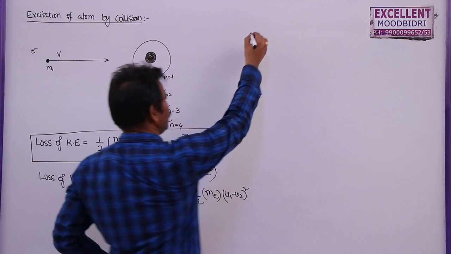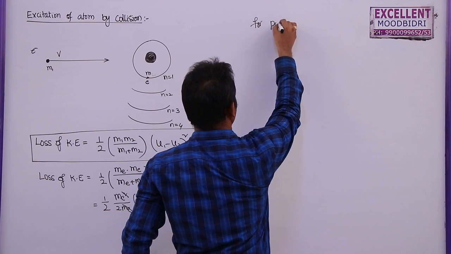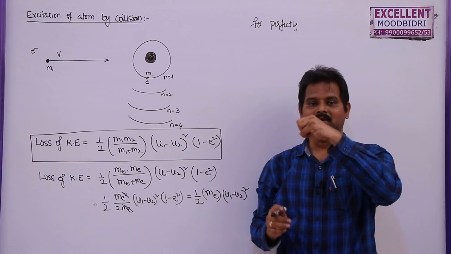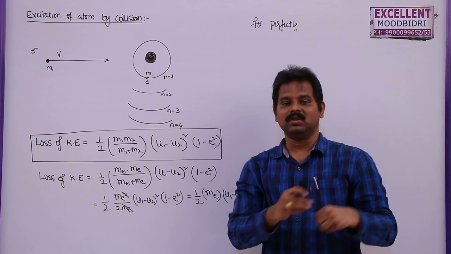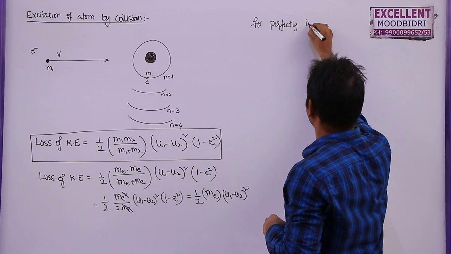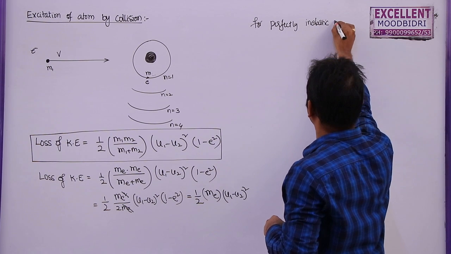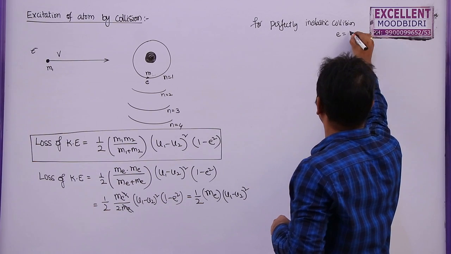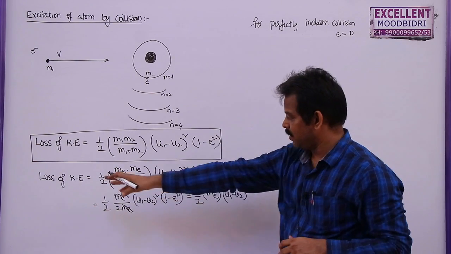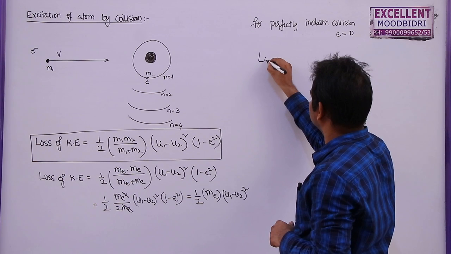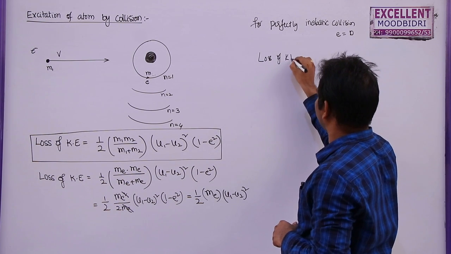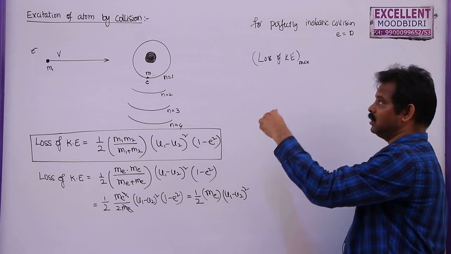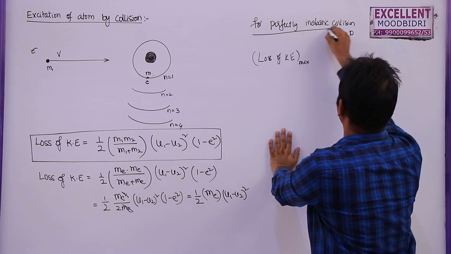Let us say this is a perfectly inelastic collision. For a perfectly inelastic collision, that means after collision, both the hydrogen atom and this electron move together with a common velocity, e is equal to 0 here. So what is the maximum loss of energy? So loss of KE maximum. A particular system loses maximum kinetic energy in the case of a perfectly inelastic collision only.